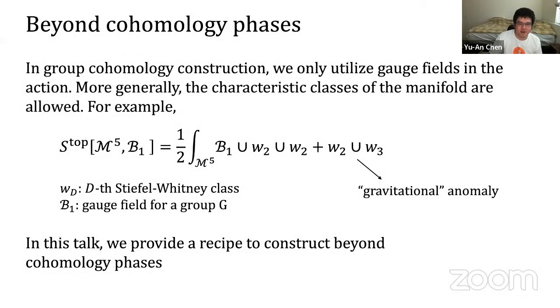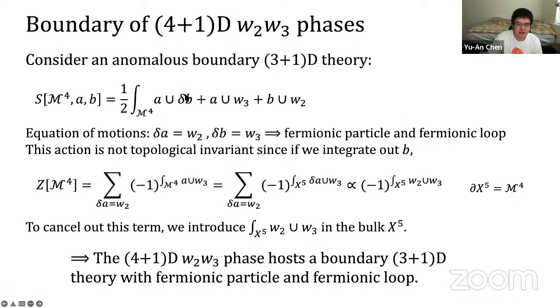Okay, so why do I jump from the fermionic loop to this W2W3 phase? I think the most interesting property of this phase is that it is a 4+1D phase, and on its 3+1D boundary it holds the fermionic loop excitation. I'm going to show how to construct the fermionic loop excitation from this model. So let me justify this claim. We start from a toric code: A cup delta B, where A is a one-cochain and B is a two-cochain. And we add these two terms at the same time, A cup W3 and B cup W2. From the equation of motion, this gives you delta A equals W2, which means the Wilson line is the fermion. And delta B equals W3, which means the Wilson sheet is also a fermion, like a fermion particle and a fermion loop. But we need to be cautious when we write down this action.